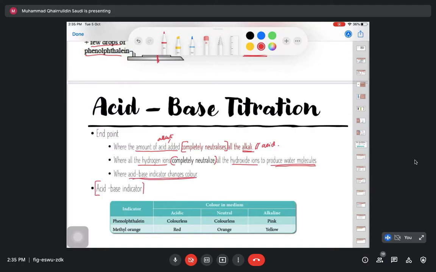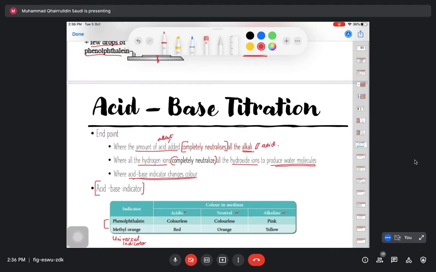Examples of acid-base indicators that you should know by now are these two, phenolphthalein and methyl orange. And another one is universal indicator. You should know the color when it is acidic, when neutral, and when alkaline. This was already learned during your Form 2, so you should have memorized it by now.